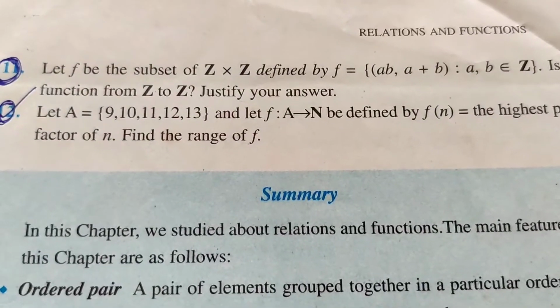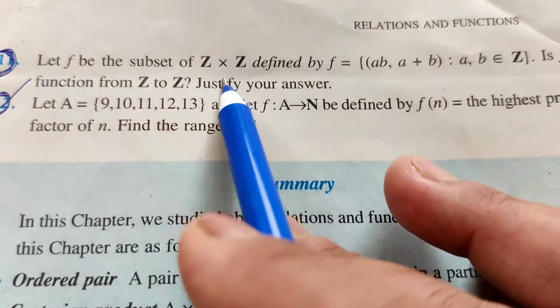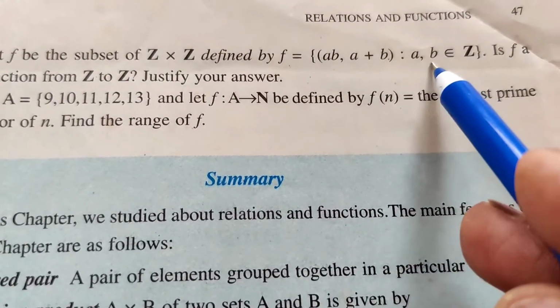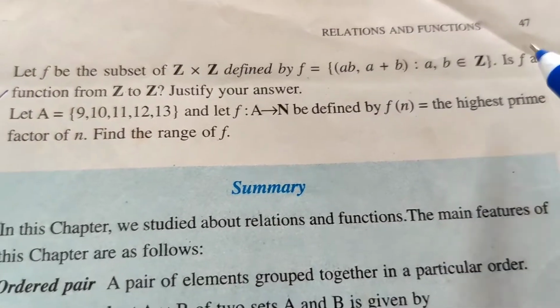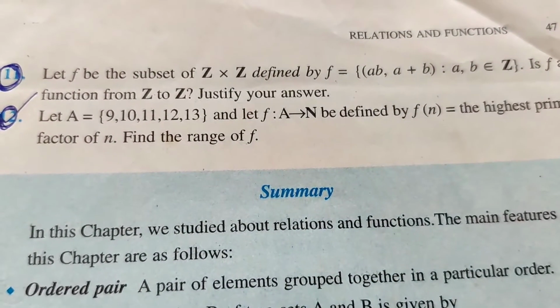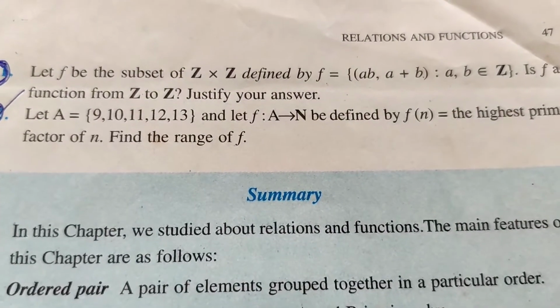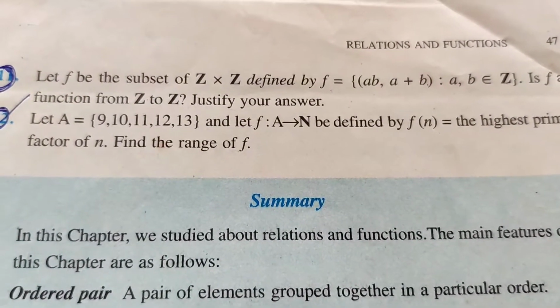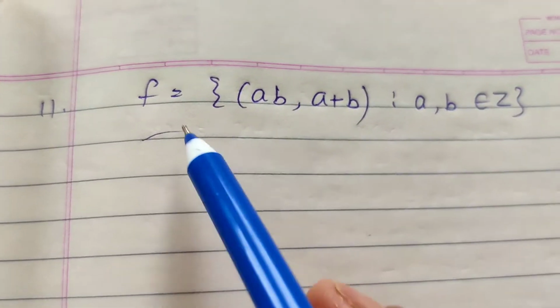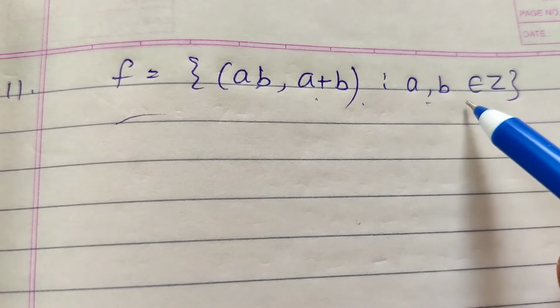Let f be the subset of Z into Z defined by f = {(ab, a+b) : a, b belong to integers}. Is f a function from integers to integers? Justify your answer. क्या ये फंक्शन है या नहीं बताना है हमको. देखते हैं. Okay, the function is (ab, a+b), a, b belong to the integers.